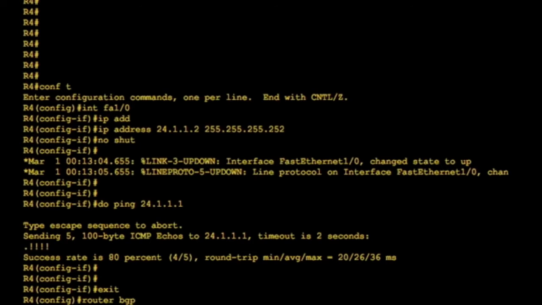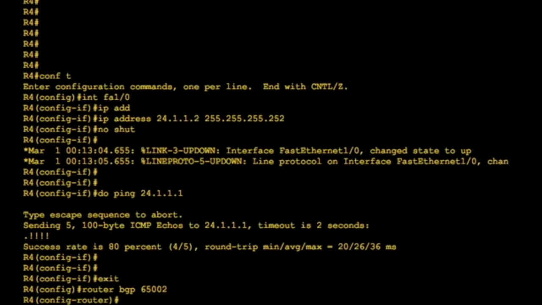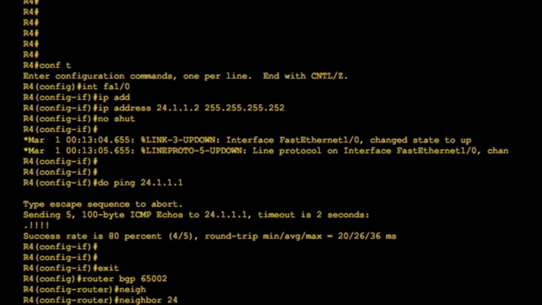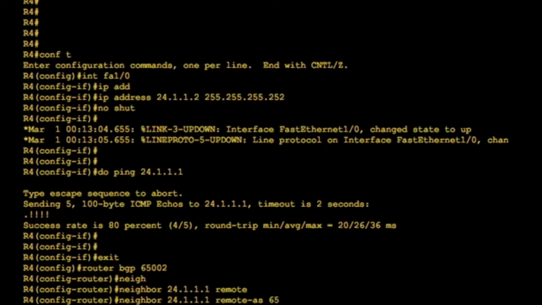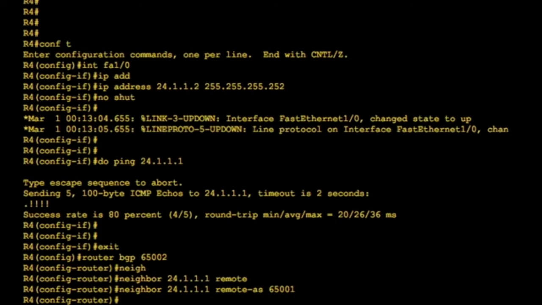So on R4, this is our ISP, so we're 65001, our ISP was 65002, a different AS, different autonomous system under different autonomous control, therefore eBGP, external BGP. So router BGP 65002 and neighbor 24.1.1.1 was us, remote AS 65001. So now we've got our autonomous system 65002, remote autonomous system 65001, different autonomous system numbers.